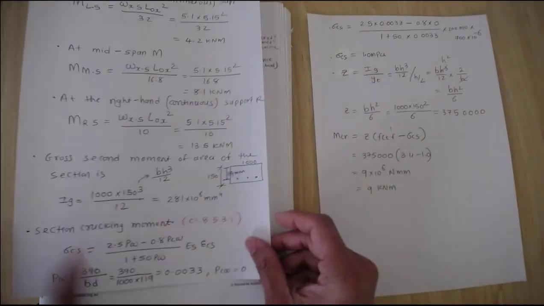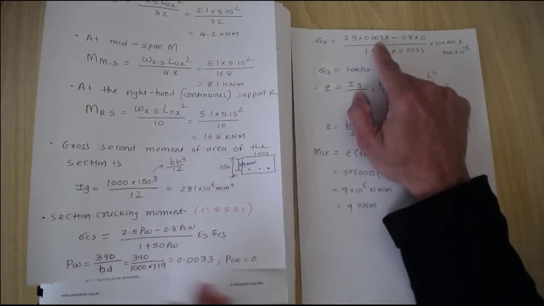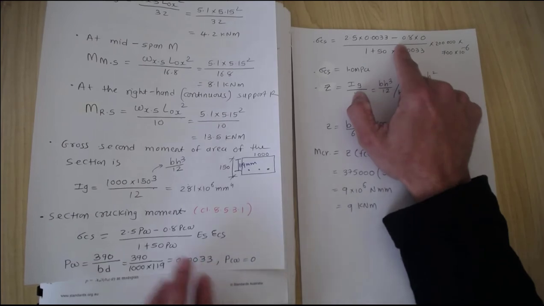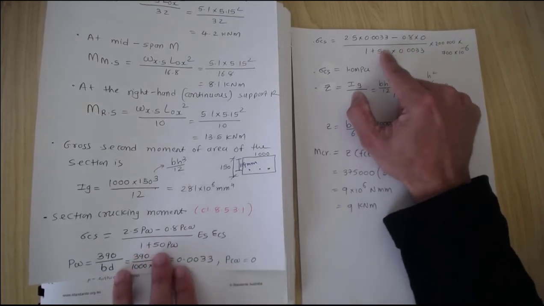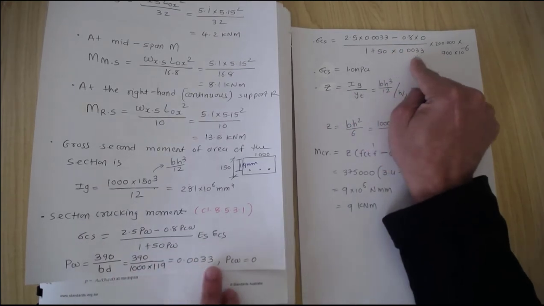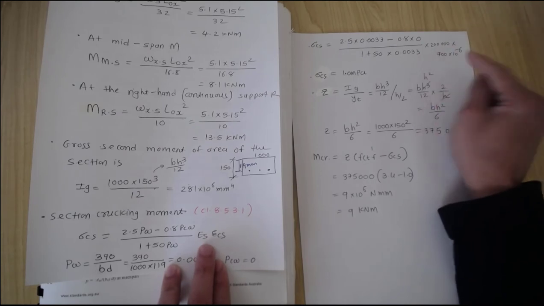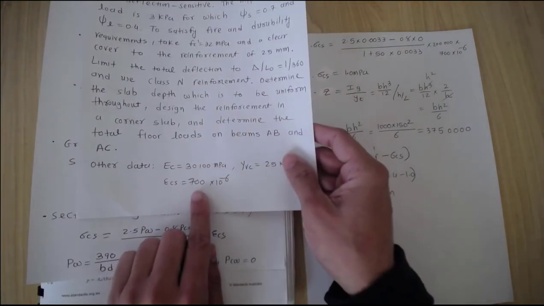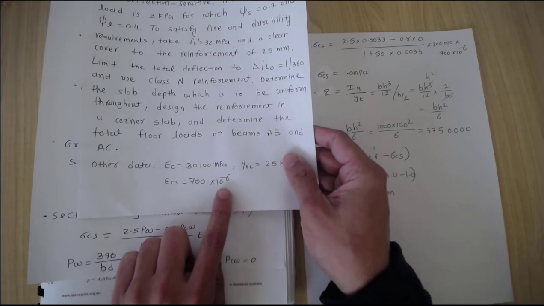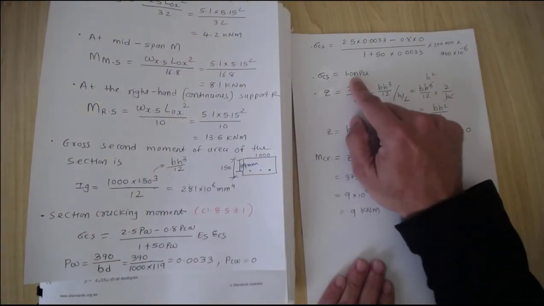Now once I know these values, I can substitute those values in these equations. 2.5 PW is 0.0033 minus 0.8, no compression reinforcement, so that is 0, over 1 plus 50 times 0.0033, Young's modulus of the reinforcement 200 thousand, times the strain. Shrinkage strain is given in our example, 700 times 10 to the power minus 6. Simplification gives me 1 megapascal.